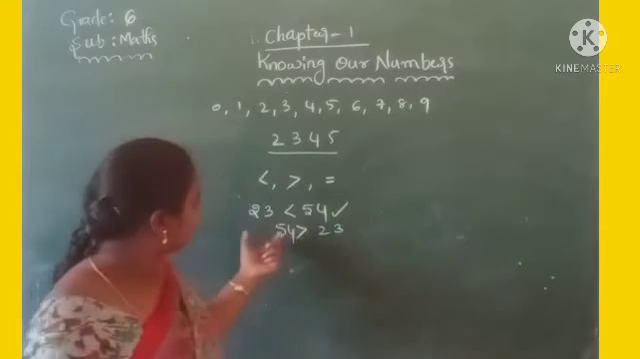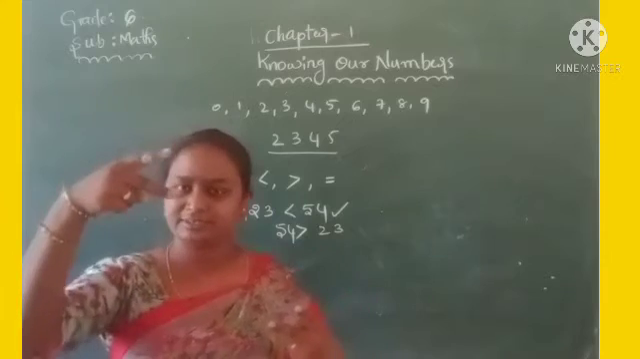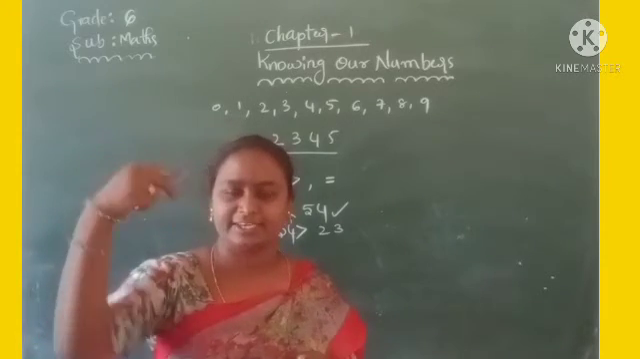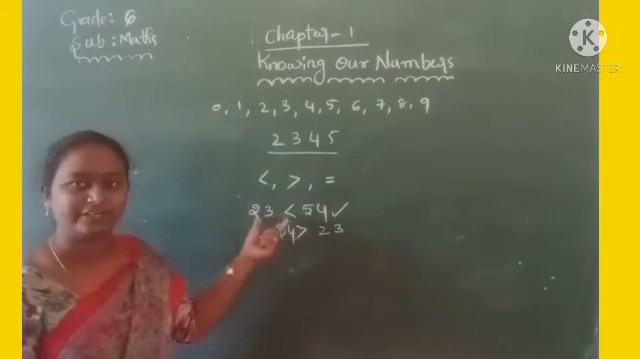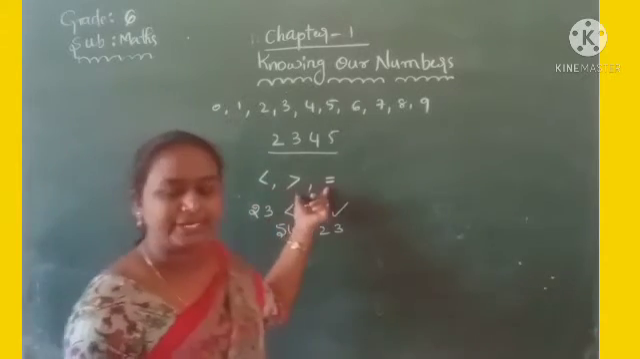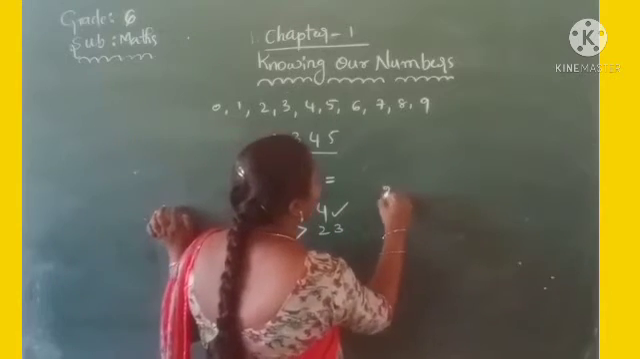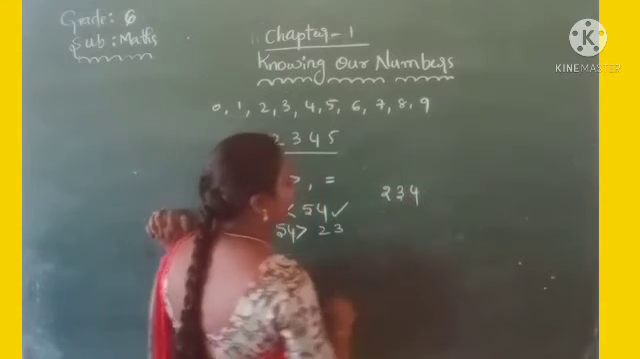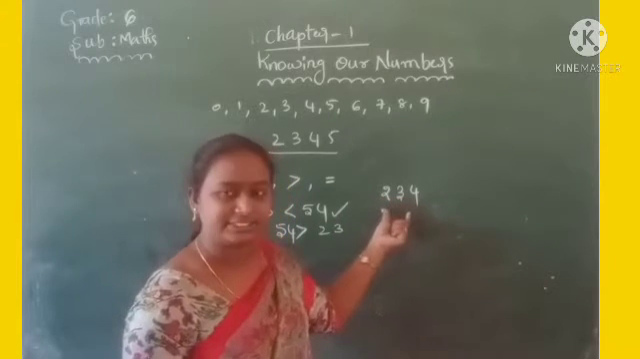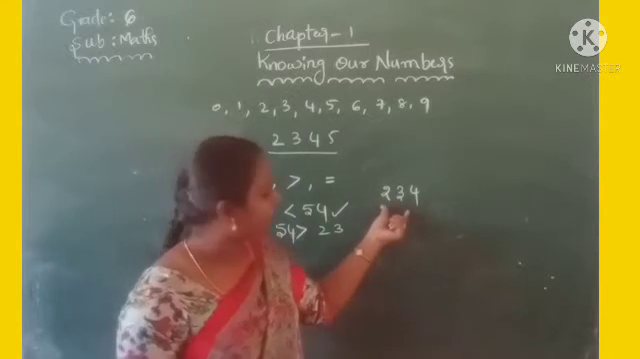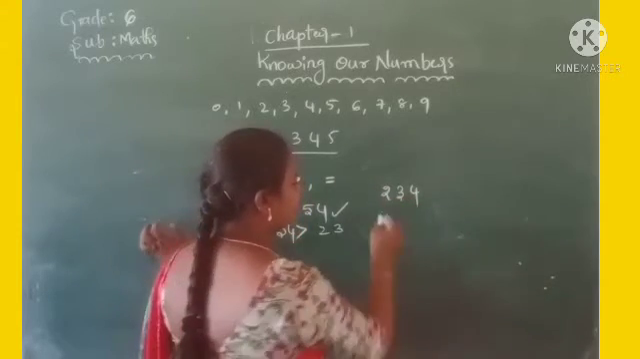To show the less, use this symbol, less than. Greater means the right-hand side, that is greater than. Okay? So these are the symbols we use to compare the numbers. Not only that, suppose 2, 3, 4. How many digits does this number have? 3 digits. 3 digits form one number. That is, it is a 3-digit number.